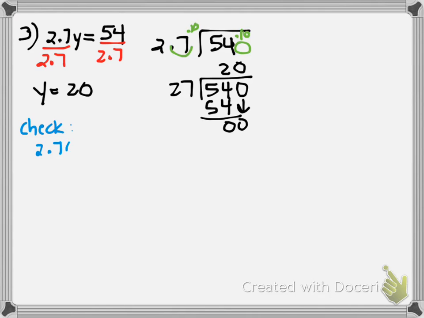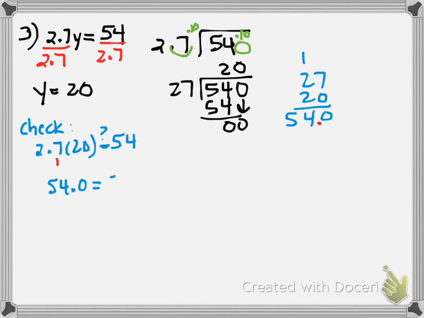Is 2.7 times 20 equal to 54? So off to the side, I have 27 times 20. I temporarily drop off the decimal points. And then I go back, and there was a total of 1 digit after a decimal point, so my answer also gets 1 digit after the decimal point. And I get 54.0 equals 54. Is that the same thing? Yeah, because if I've got nothing after the 54, then it means the same thing. So that's verification that that is correct. So do watch out. You will have to divide with decimals.